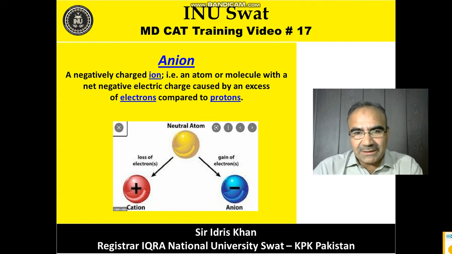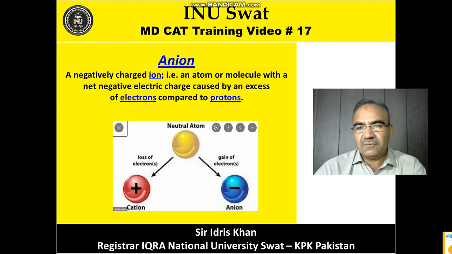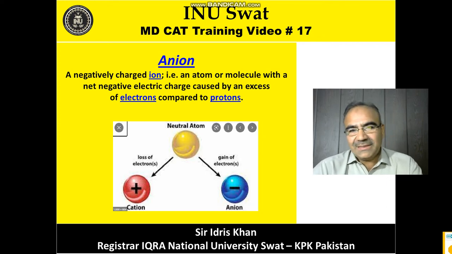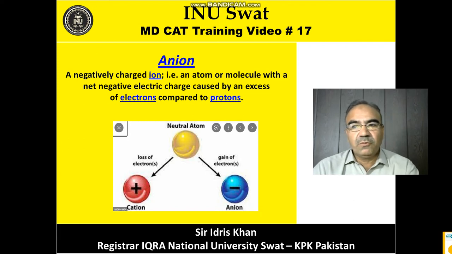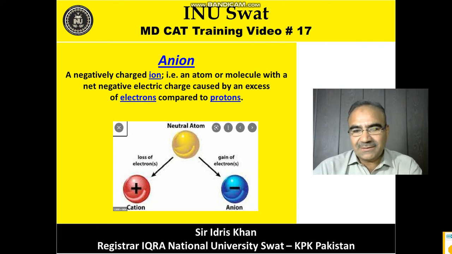If in a certain particle there are more electrons, it turns into an anion. That is, it will move towards the anode part of a system. But if there is a loss of electrons, it means you have fewer electrons and more protons, it becomes positively charged and it will move toward the cathode in a system.